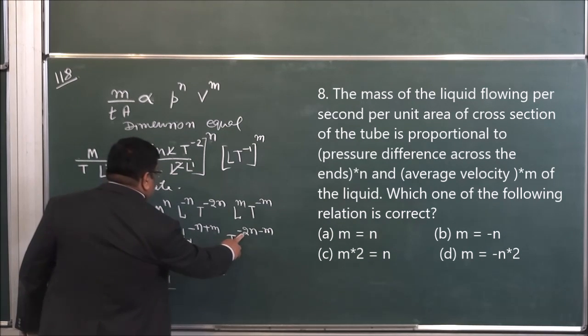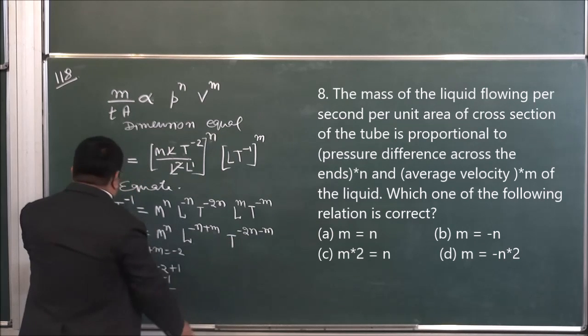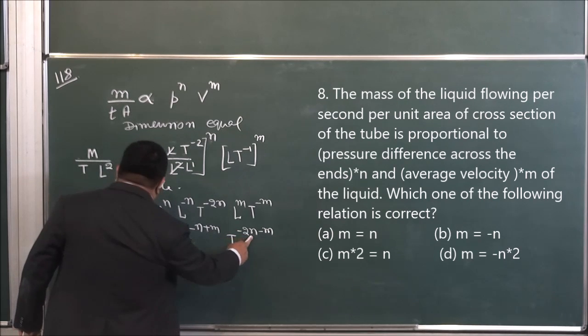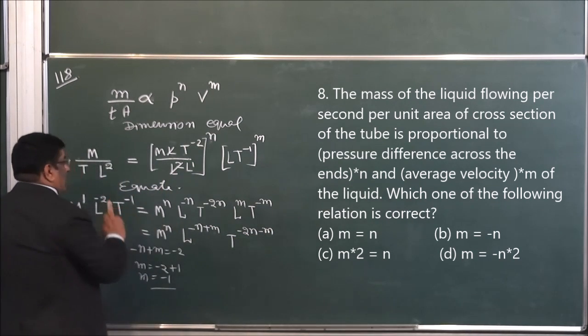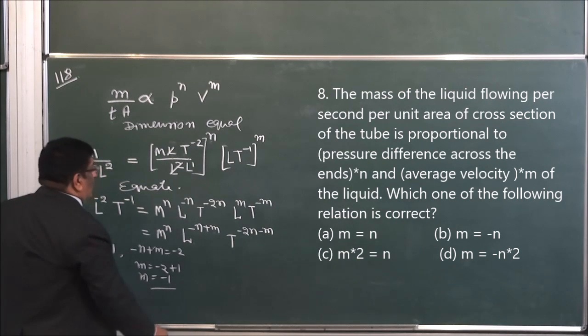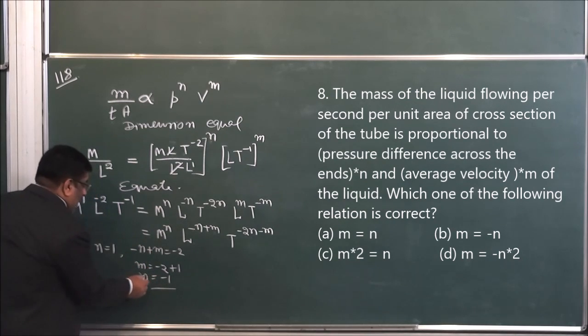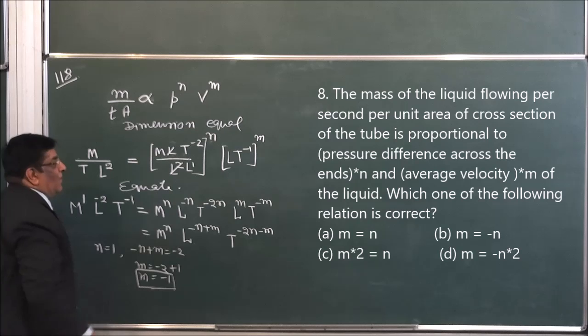Here if you put it minus 2 into plus 1, that is minus 2, and this is minus 2 plus 1, that is equal to minus 1, correct. So these are the values of m and n. Now when we got these values of m and n, we are not asked about it.